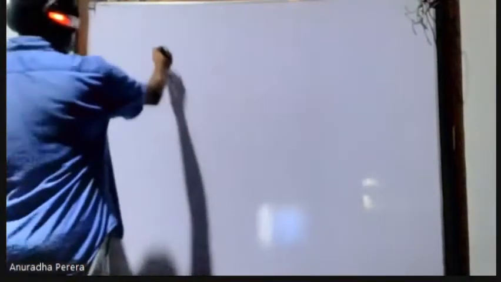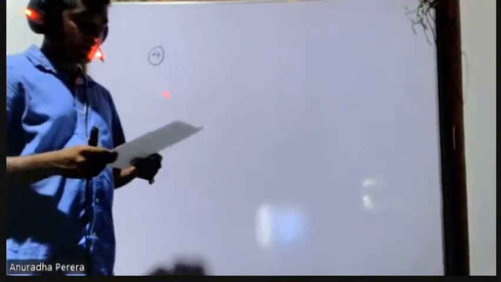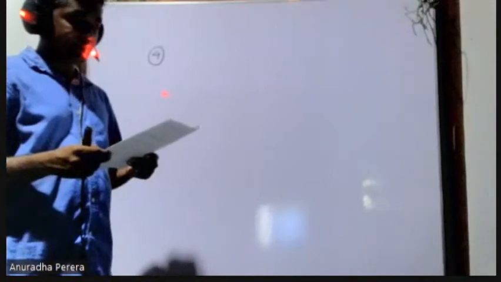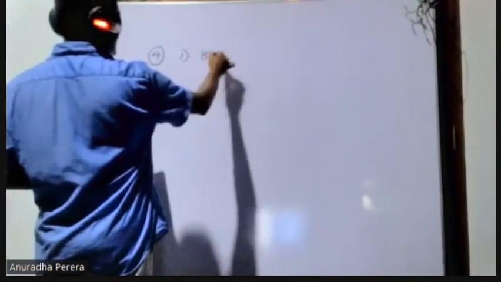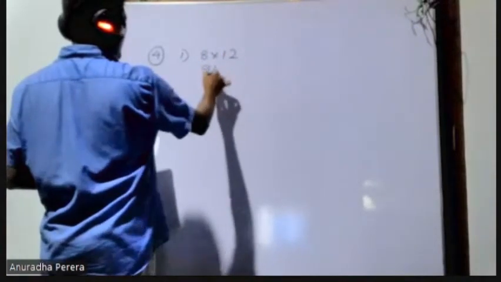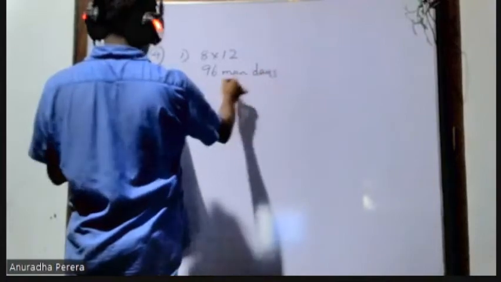Fourth one. It takes 8 men 12 days to construct a wall. Find the number of man days needed to construct the wall. 8 into 12, 96 man days. To find this answer, 2 marks.